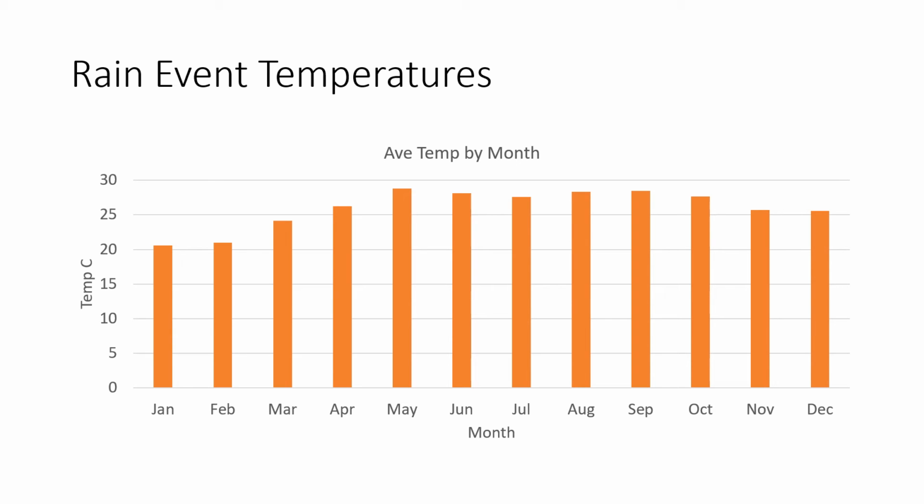And then temperatures, because Mexico is a more tropical region, temperature variation is much less than we're used to here in Wisconsin. You can see there's not a huge variation throughout the year, with low temperature averages during rain events near 20 degrees and during the summer months highs in the mid to upper 20s Celsius.